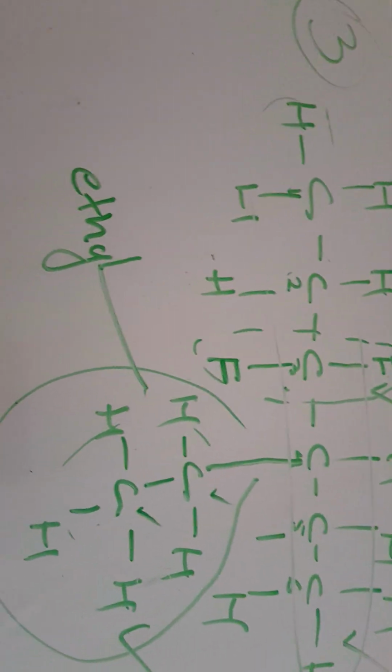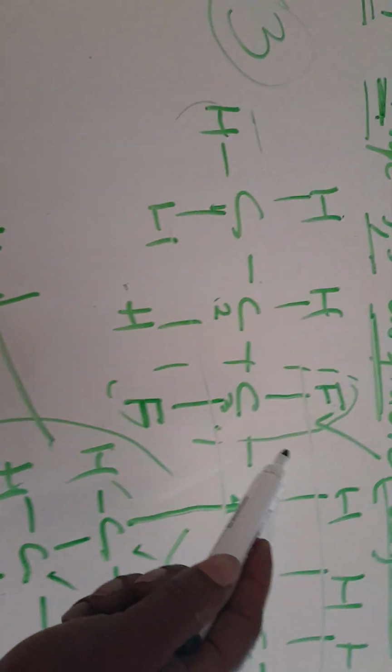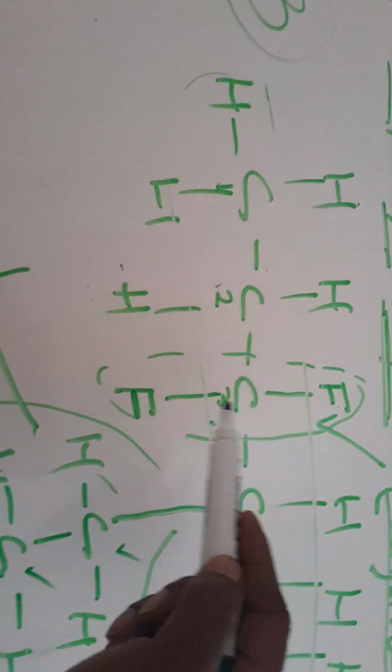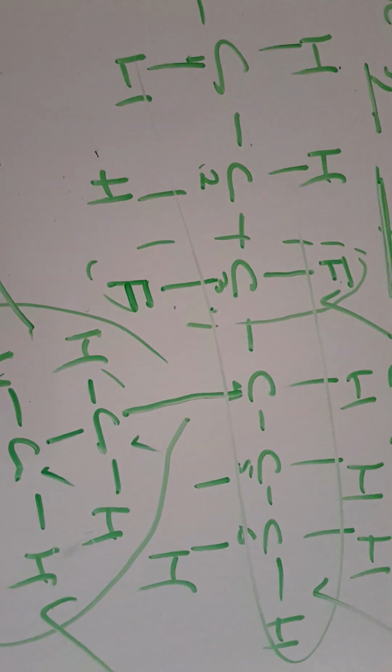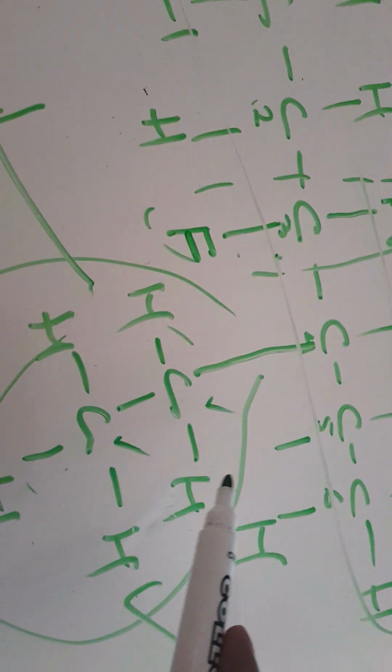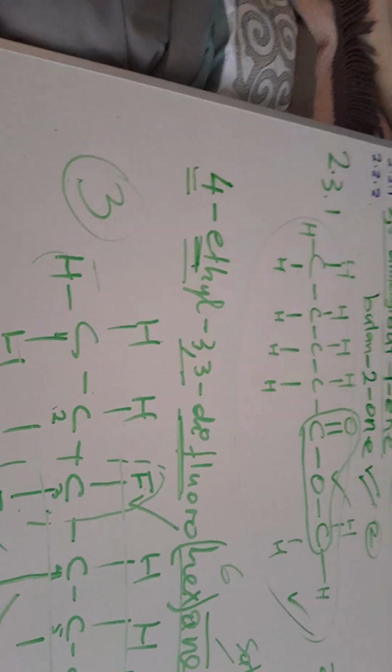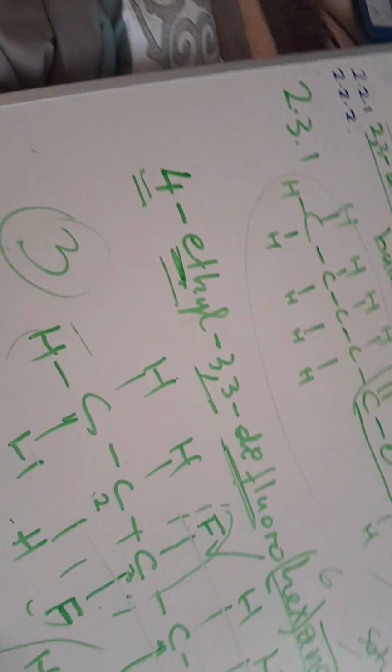And how to mark that? 1 mark goes to the correct positioning of the 2 fluorines in carbon number 3, the correct positioning of the ethyl group in carbon number 4, and the correct structure will give you the 3rd mark. So you have 3 marks for that. Yes. Now, let's go to the next question.